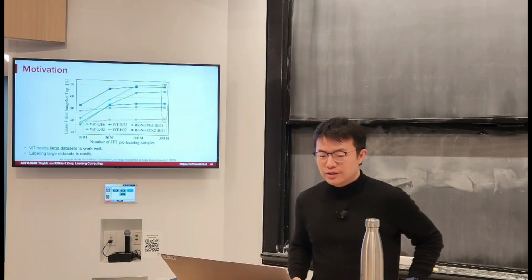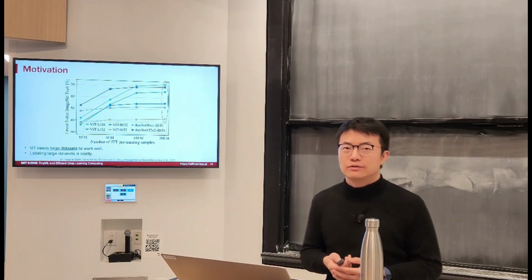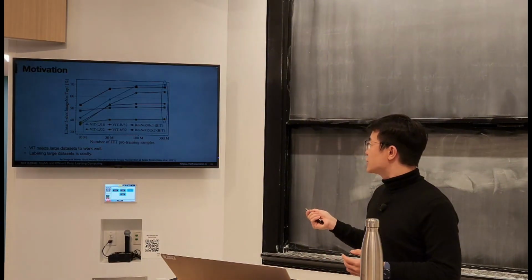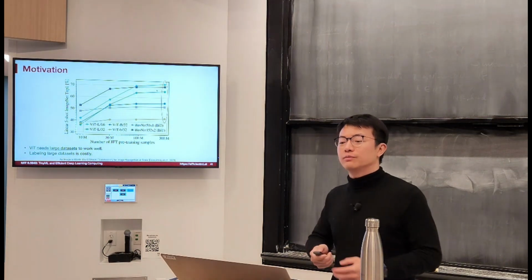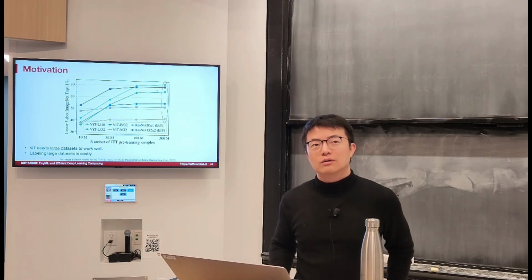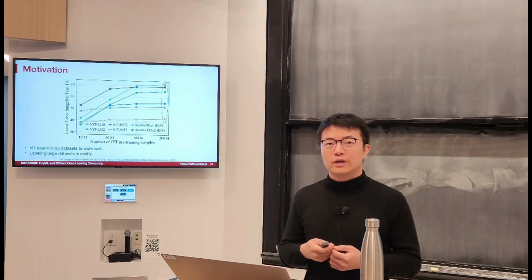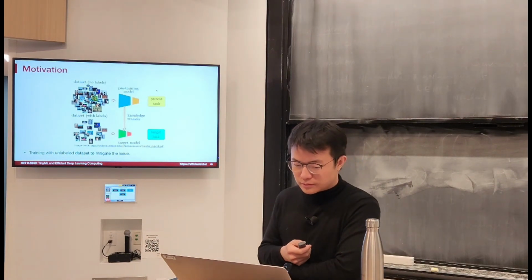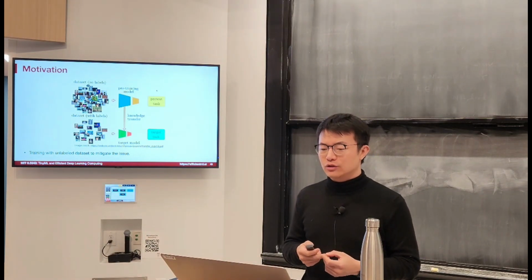So the motivation is that labeling the dataset is pretty expensive, right? But ViT is helpful when we have a lot of data, and such a large amount of data is difficult to acquire. So how do we train the model without needing to label the data? We want to train with unlabeled data to mitigate this issue.